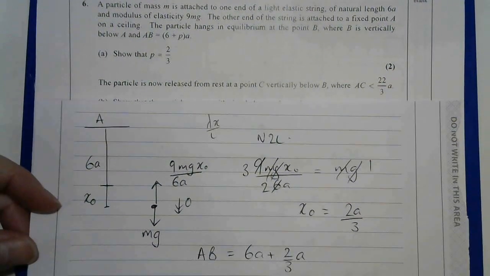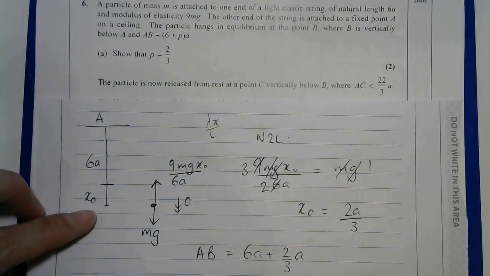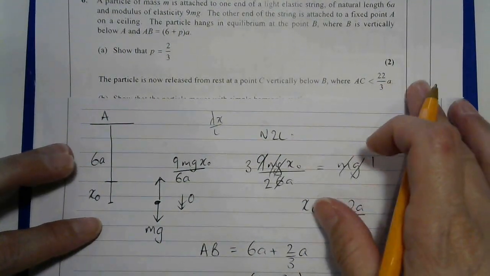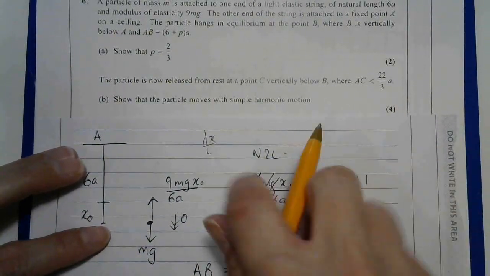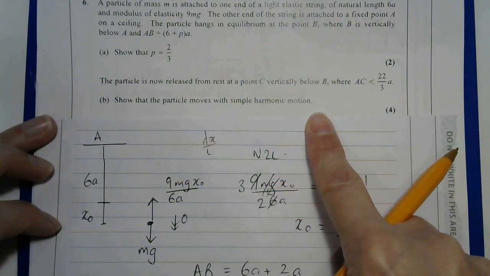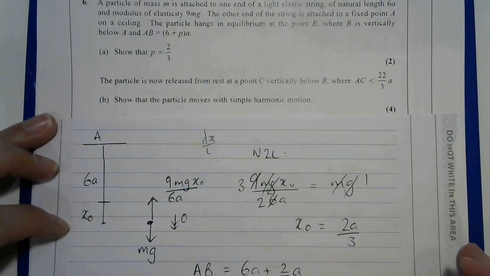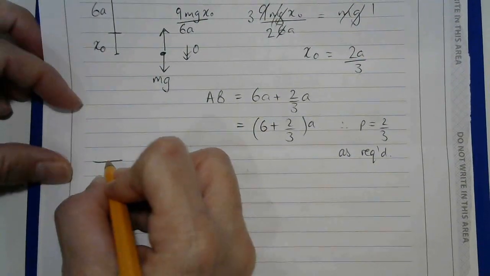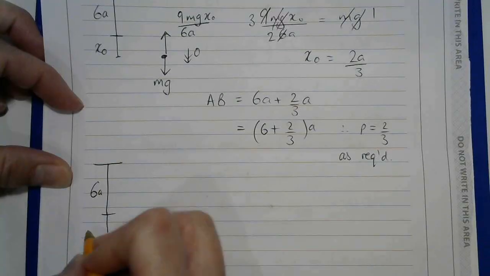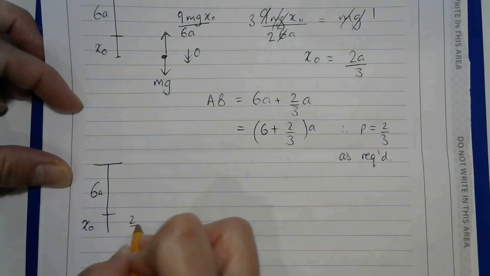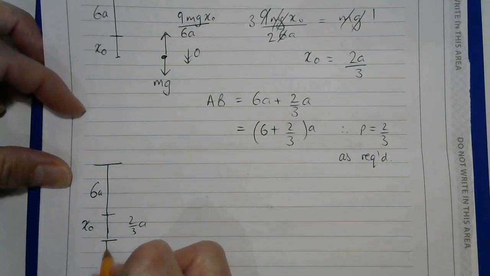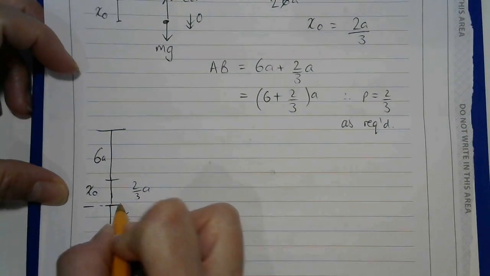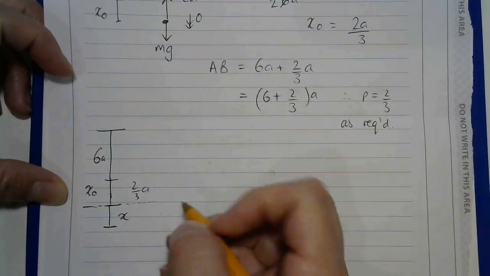Then it says the particle is now released from rest at point C vertically below B, where AC is less than 22/3 multiplied by a, and show that the particle moves with simple harmonic motion. So here I'll do a new diagram. I've got my 6a, the natural length, I've got my x0, which I know is 2/3 a, and as well as that the particle is going to be extended by a value of x. Remember, x is the extension when we're looking at simple harmonic motion from the equilibrium position.